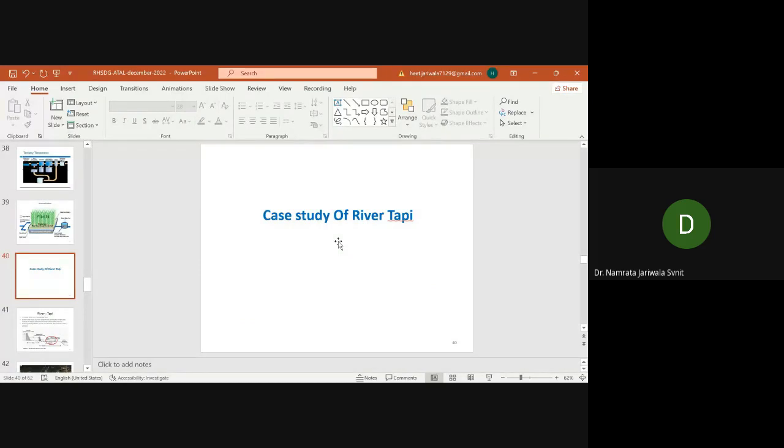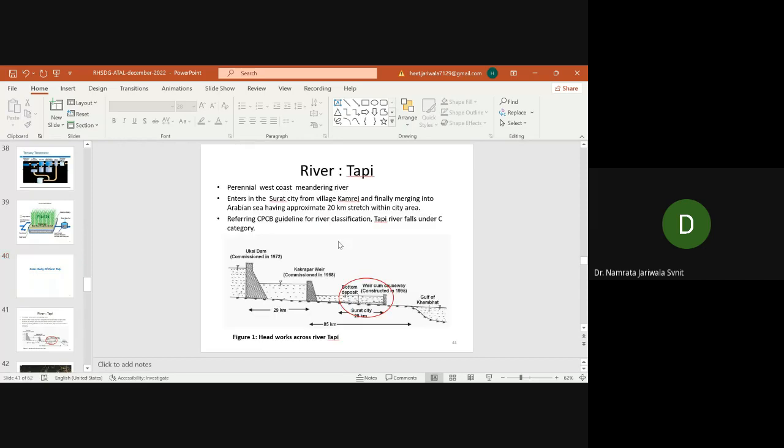Now, the very important thing is, whatever I have discussed, the effect of point source and non-point source, and ultimately it is affecting the eutrophication of the water bodies. So that I will be discussing with the case study of the river Tapi. Many of you are familiar with the river Tapi, and this is the basin available in Surat, particularly the basin.